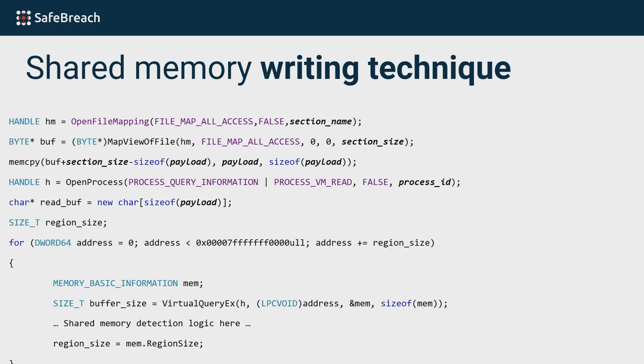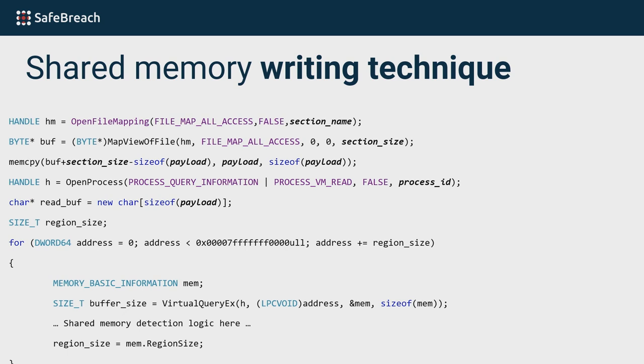Another interesting writing technique is assuming that there is a shared memory section in the target process. In such a case, assuming that we know this shared memory section name and size, which we can easily find out assuming back at home that we know which software we target and which build it is, because these things don't change a lot.